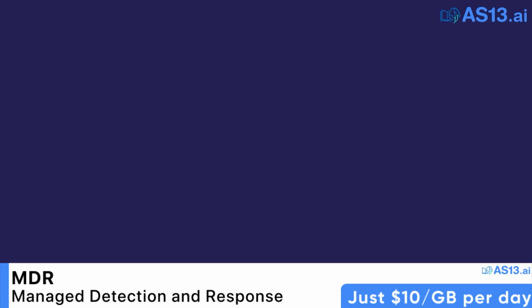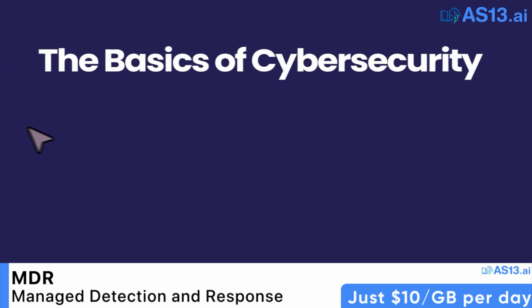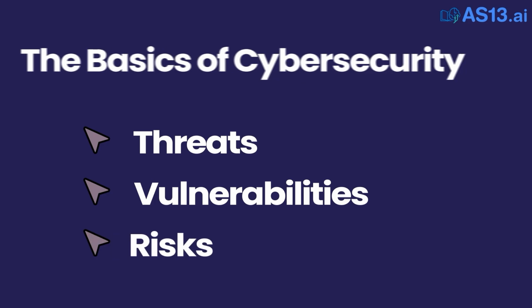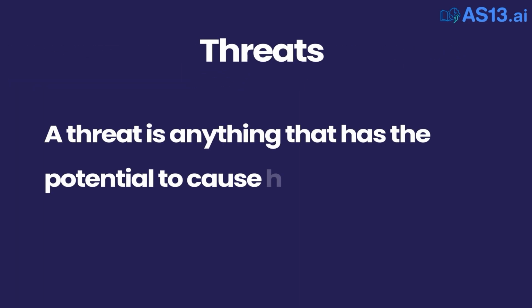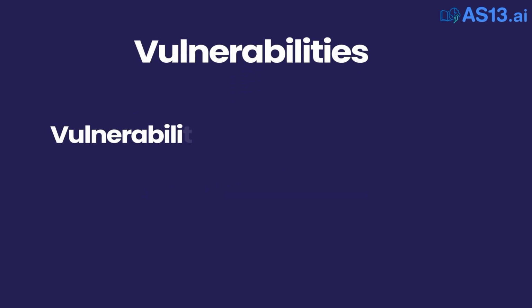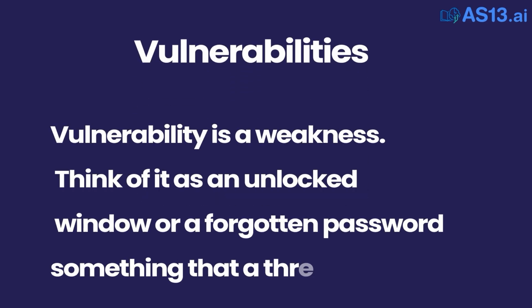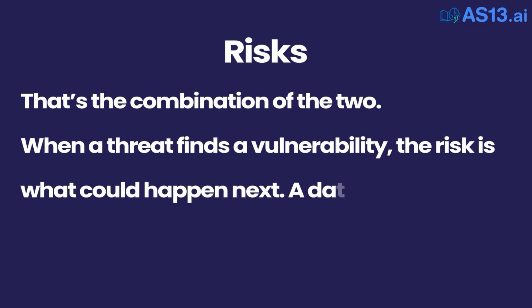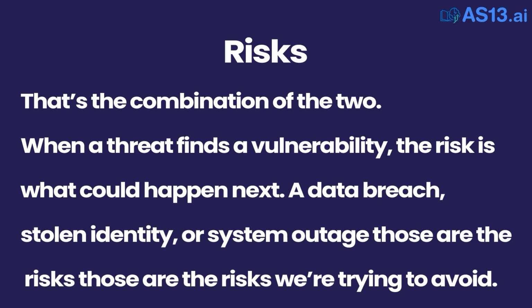Now, there are three key terms we need to get comfortable with: threats, vulnerabilities, and risk. A threat is anything that has the potential to cause harm. This could be malware, a hacker, or even an insider who misuses access. A vulnerability is a weakness. Think of it as an unlocked window or a forgotten password, something that a threat can exploit. And risk, that's the combination of the two. When a threat finds a vulnerability, the risk is what could happen next. A data breach, stolen identity, or a system outage. Those are the risks we're trying to avoid.